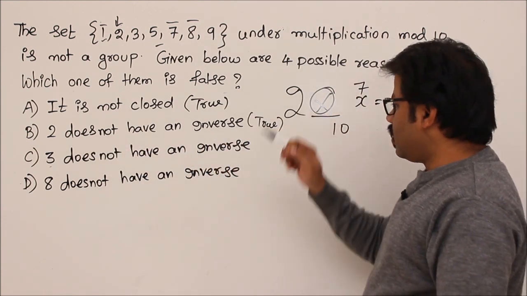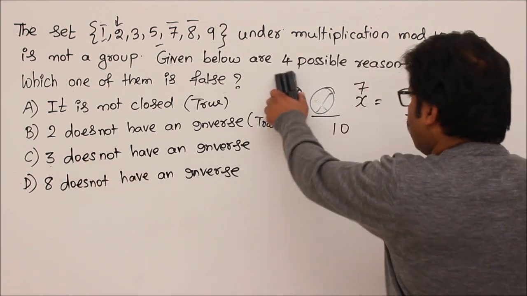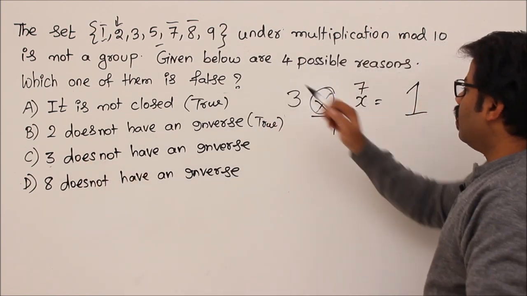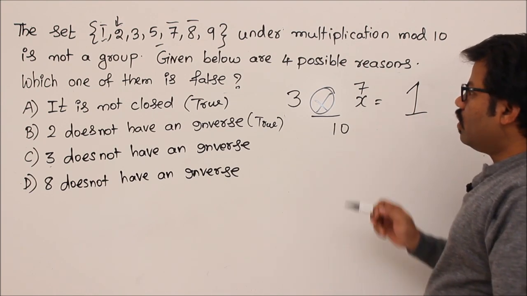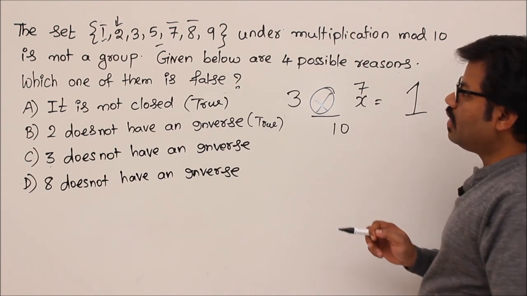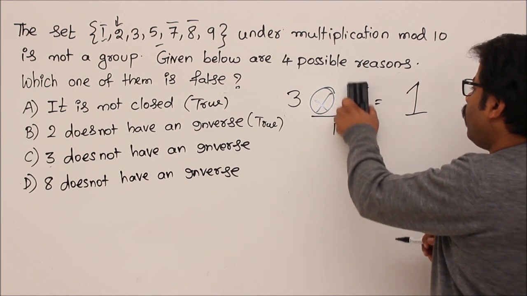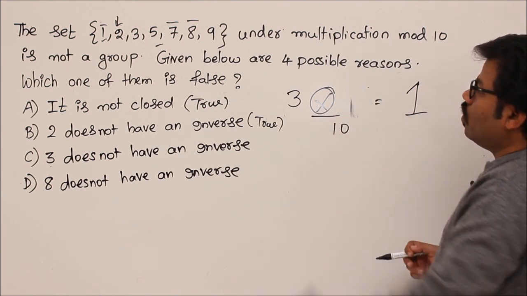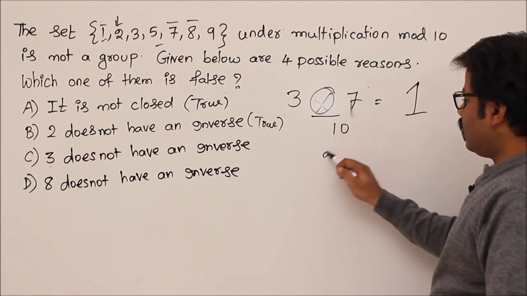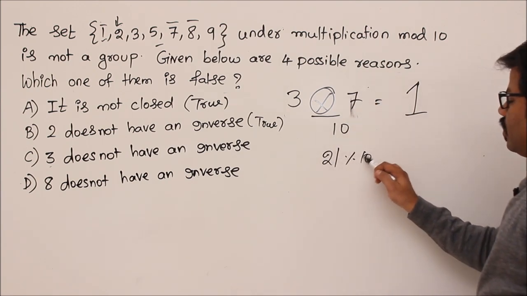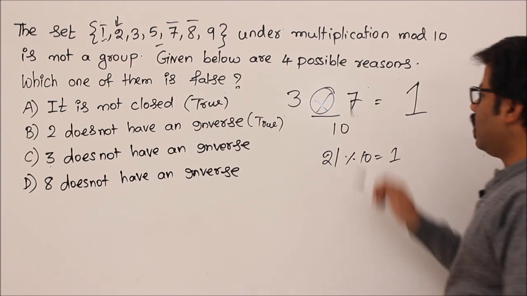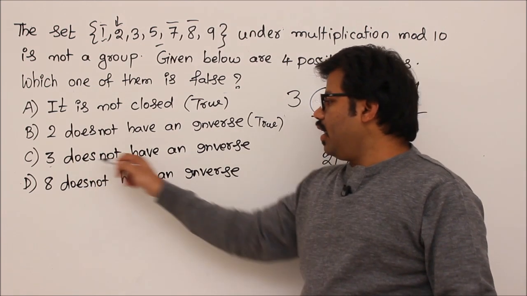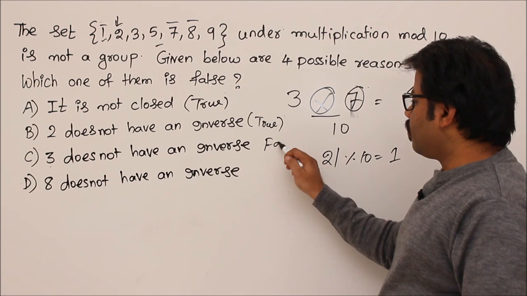Again, we have to find out the false statement. "3 doesn't have an inverse." Try. 3 1s are 3. No. 3 2s are 6. No. 3 3s are 9. No. 3 5s are 15. Remainder is 5. No. 3 7s are 21. Yes. 21 modulo 10 is 1. Yes, 7 is an inverse. So "3 doesn't have an inverse" is false.